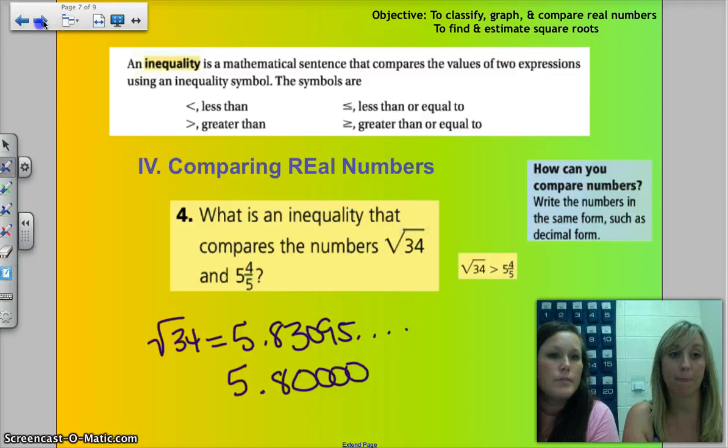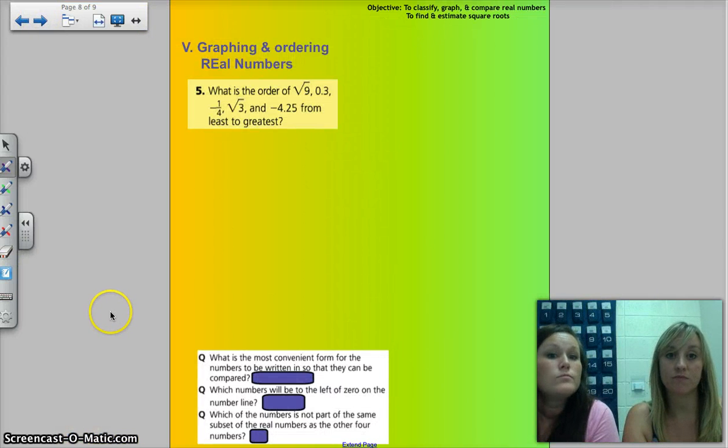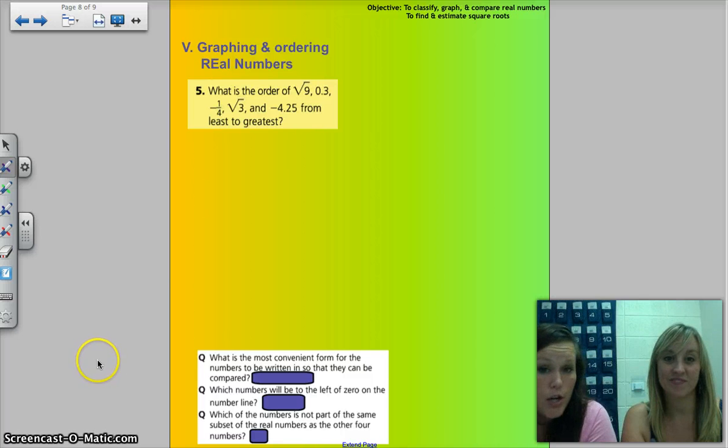All right, next page. Graphing and ordering real numbers. We just need to put these in order, guys. We're not going to graph it. Here's what I want you to do. I want you to pause the video after I say go. I want you to change all of these to decimals, put them in order from least to greatest in their original form. Start the video when you have an answer.